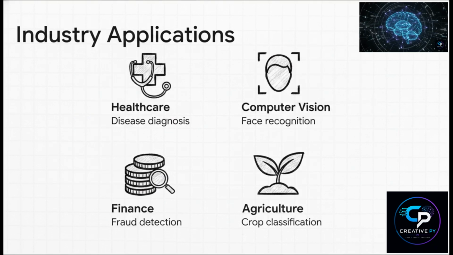But the sheer versatility of an algorithm that relies solely on measuring distance is staggering. In healthcare, it's used for disease diagnosis and medical image classification. In computer vision, it powers things like face and handwriting recognition. In finance, it's utilized for credit scoring and flagging unusual behavior for fraud detection. Even in agriculture, it helps classify crops and analyze soil composition.